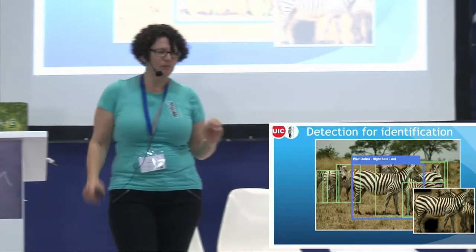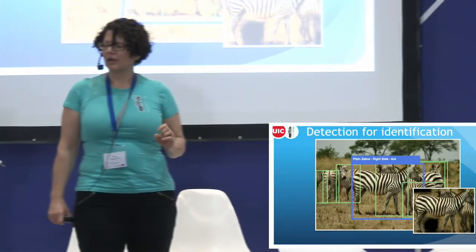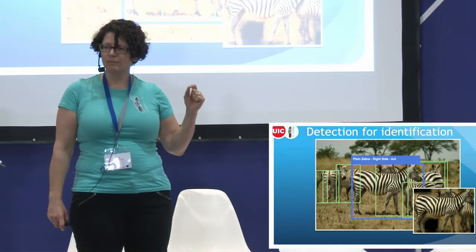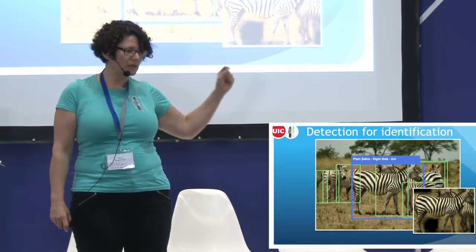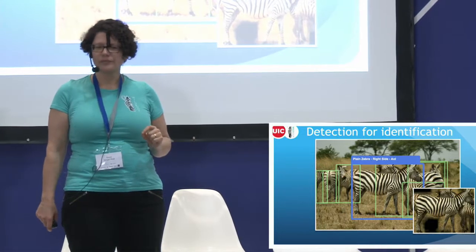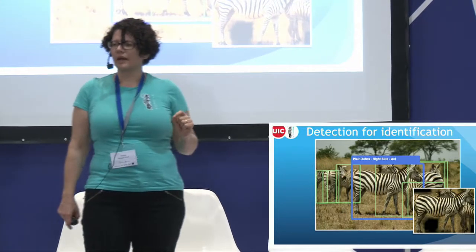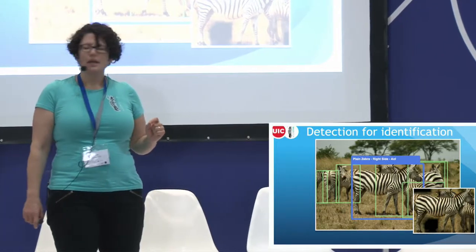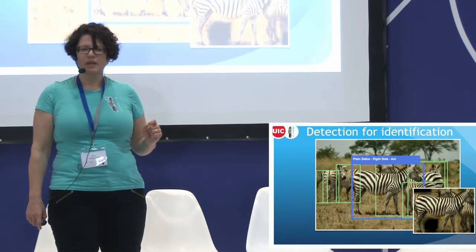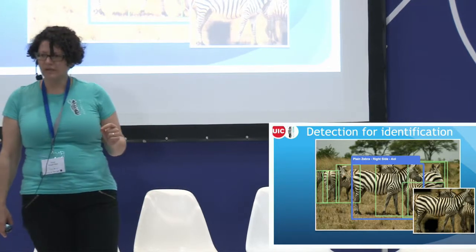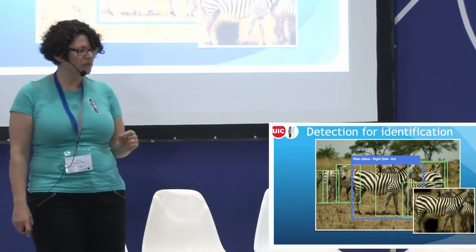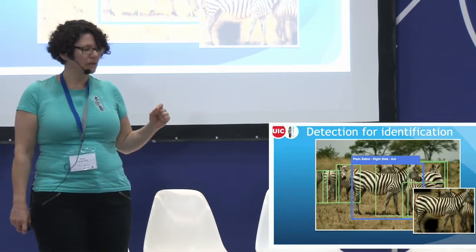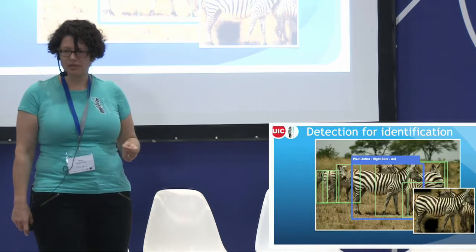So the problem statement ultimately is to identify as many as possible of the zebras in the picture with high certainty, and overall to minimize the human curation effort required to verify and to process these images, right?